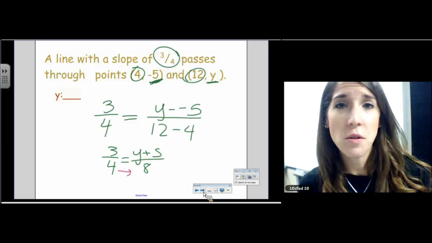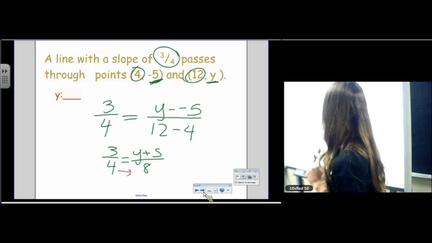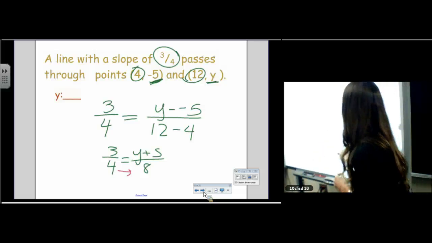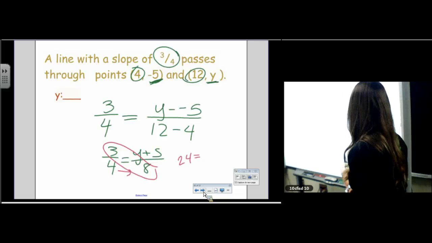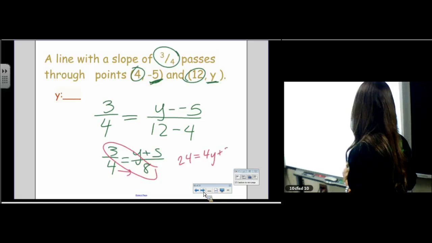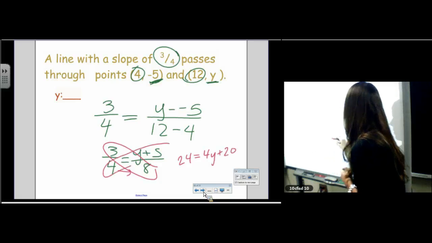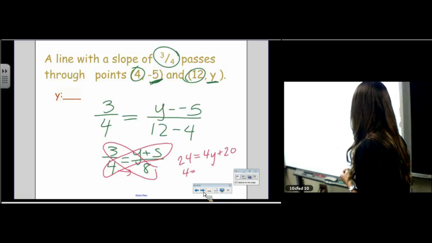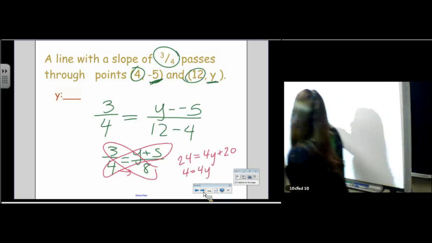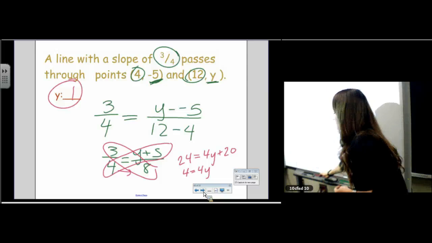So it's up to you whether you want to use your number sense or whether you want to actually cross multiply. If you cross multiply, you get 24 equals 4y plus 20, because you do have to distribute. And then you would subtract 20, 4 equals 4y, divide by 4, and you get your y equals 1.